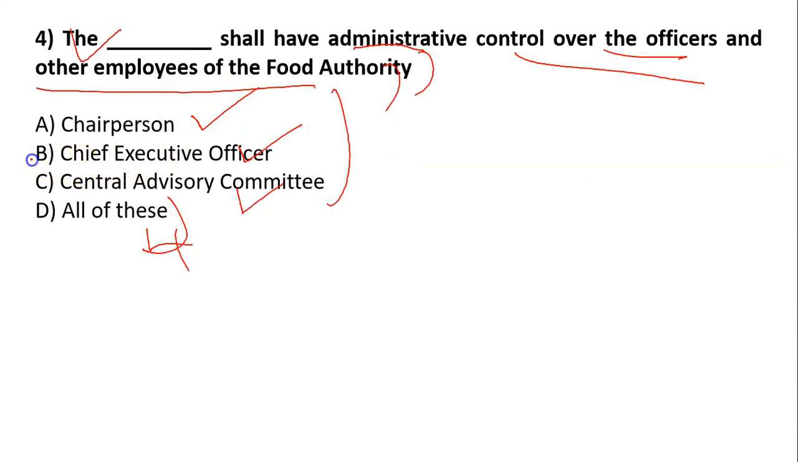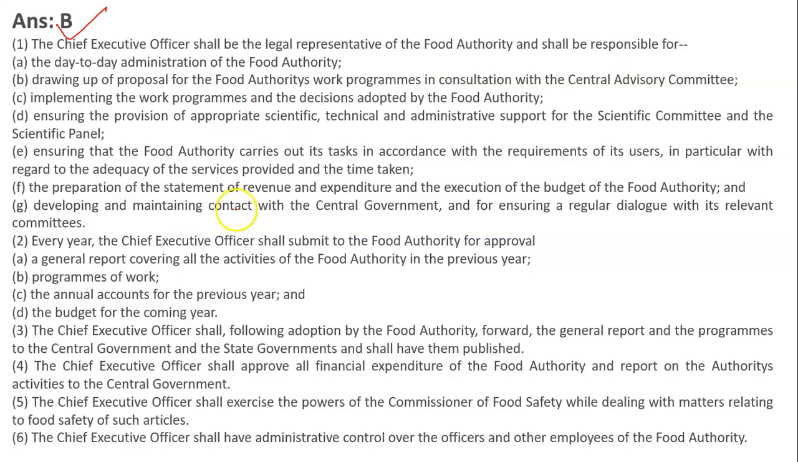That is, the administrative head of the Food Safety and Standards Authority of India is the Chief Executive Officer. It is not administered by the chairperson. It is not administered by the Central Advisory Committee. And these are some functions of this Chief Executive Officer. So I will tell you all the functions of this CEO in a very brief manner.